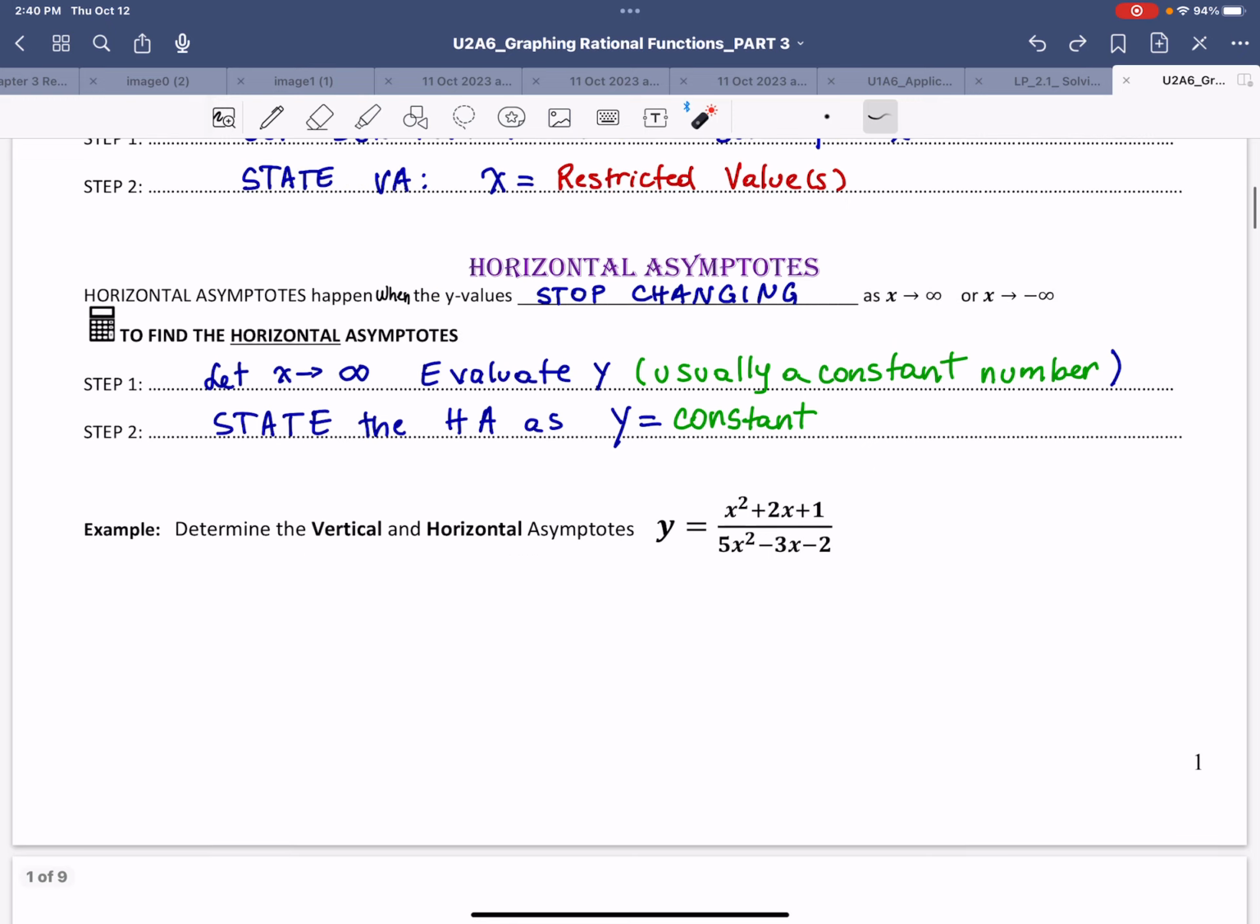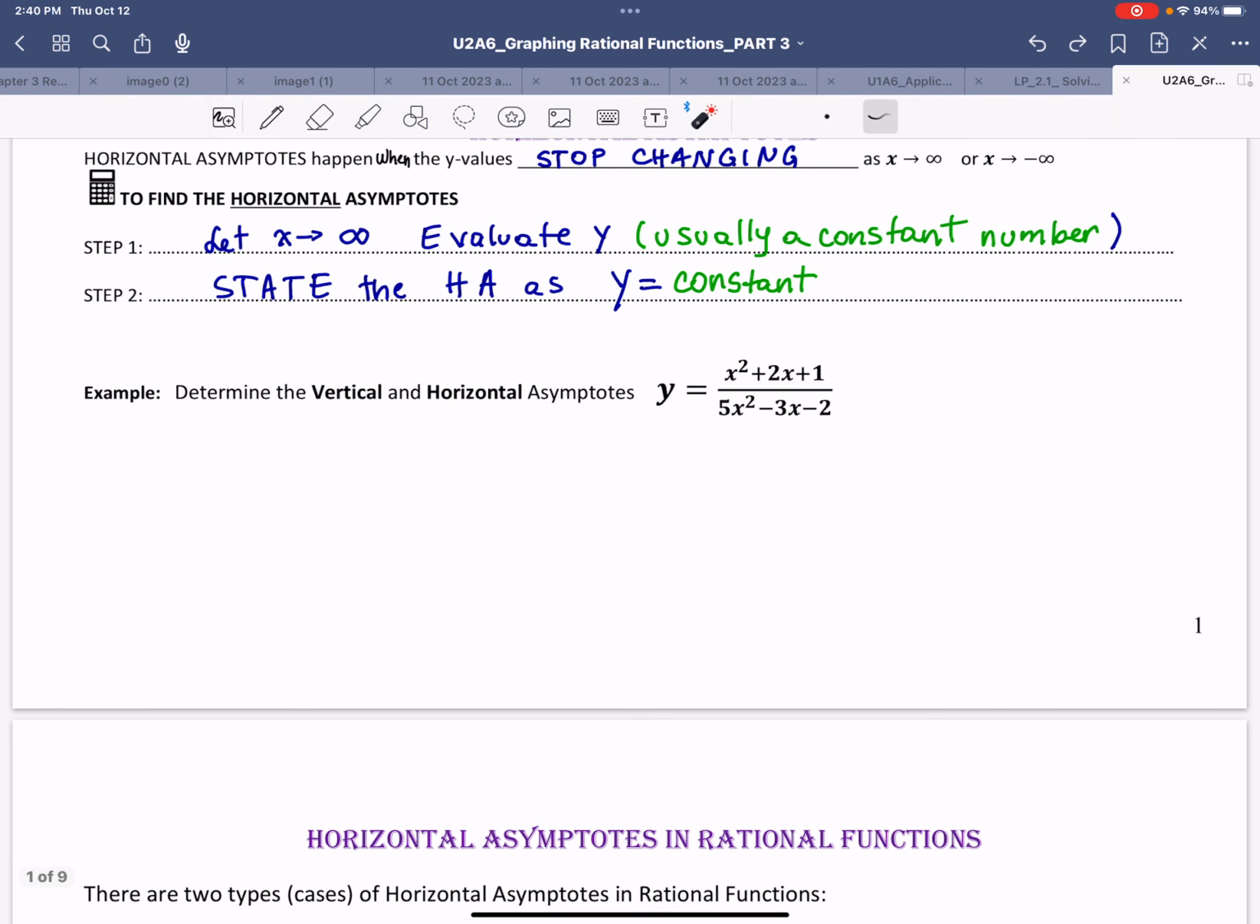Now, in the prior lesson, the lesson before this, we looked into the graphs of functions in the form y equals linear over linear, so ax plus b over cx plus d. And we made a small little discovery there. We found out that the horizontal asymptote was at y equals a over c, which is the ratio of the leading coefficients of the numerator and denominator. So we will extend this idea to help us determine the horizontal asymptotes in functions where we have quadratics in the numerator and in the denominator.